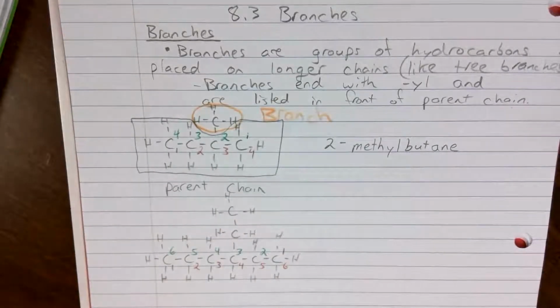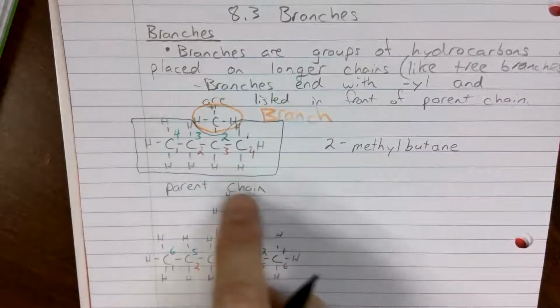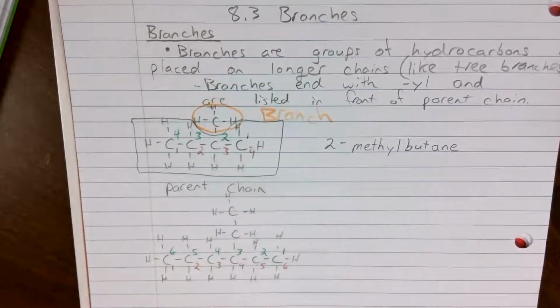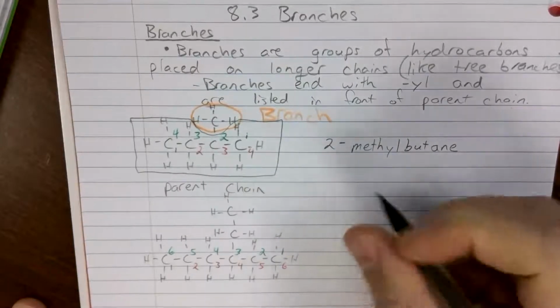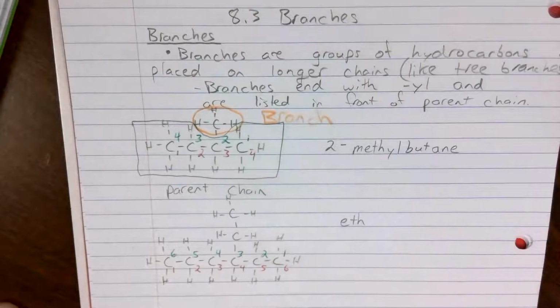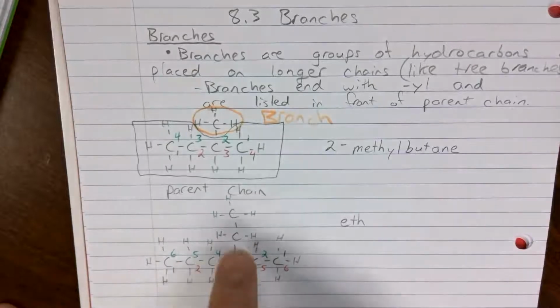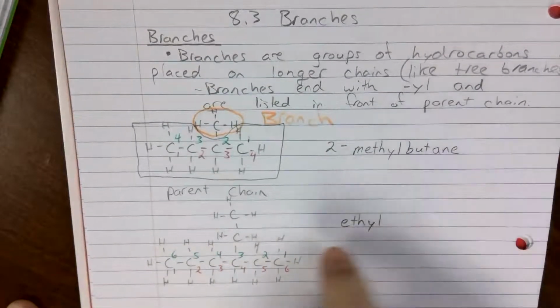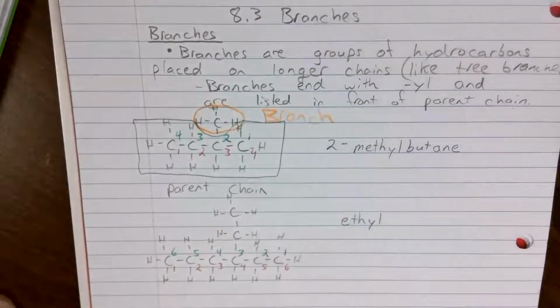Six carbons. Okay, so our parent chain has 6 carbons in it. Here's our branch coming off the top there, 2 carbons. And we'll start with that guy. Hopefully we're all pretty familiar with eth as our 2 carbon prefix. It's a branch, so we add YL, ethyl.